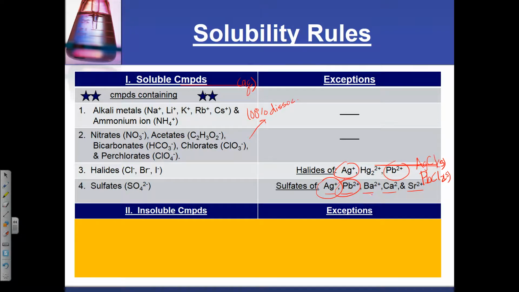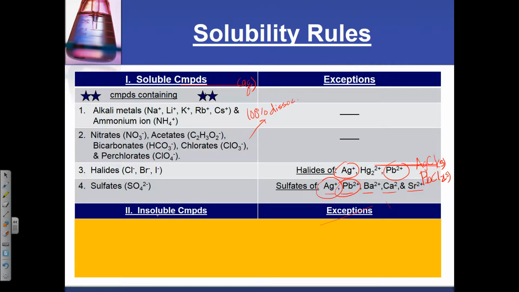Another way I remember with the sulfate rule is barium, calcium, and strontium on your periodic table. If you look at that, they're all in group 2A. And so they're located right near one another. So you've got to have strategies that help you remember these rules and these exceptions so that you can apply these as we do our predicting products. So make sure that you memorize these rules. I would suggest maybe even making flashcards or writing them out over and over until you learn them. But you do need to have them memorized by heart. All right, so that's the rules for soluble compounds.